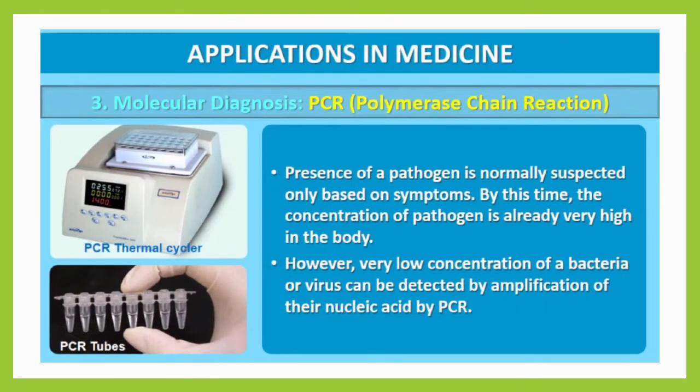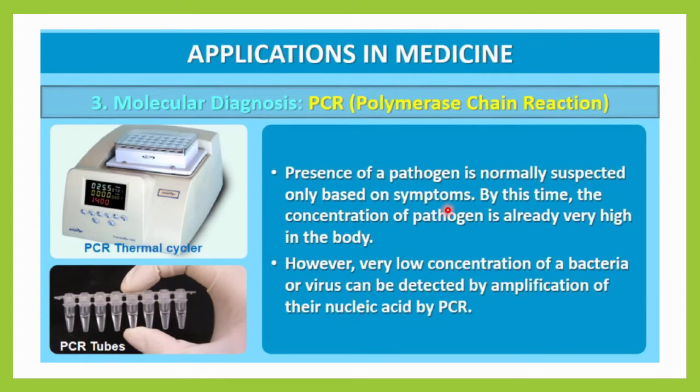The first method of molecular diagnosis is PCR, the polymerase chain reaction. You know very well the steps of PCR, as you have already learned in chapter number 11, so let me discuss more about PCR in this chapter. The presence of a pathogen is normally suspected when we get the disease, whenever we get some symptoms. Only after the occurrence of symptoms do we get the idea that we have some problem. So the presence of a pathogen is normally suspected only based on symptoms.